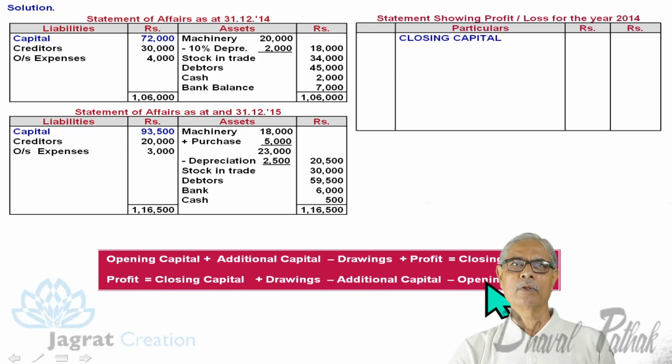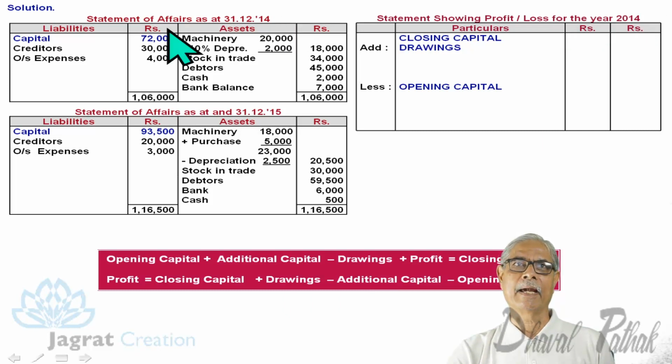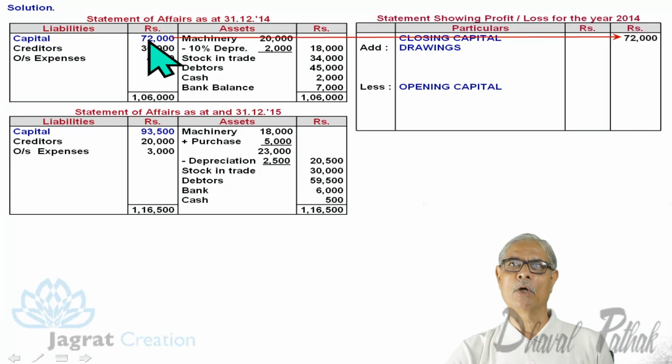Now let me write down closing capital. So plus drawings minus additional and opening capital. So for 2014, closing capital is of 31st of December 2014. So 72,000 will go as closing capital.